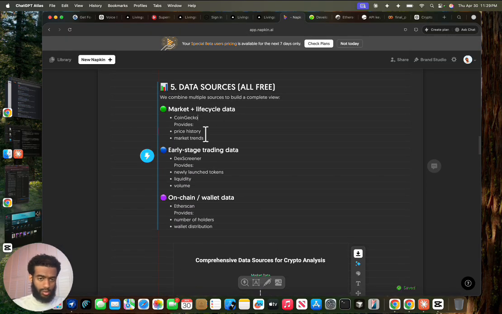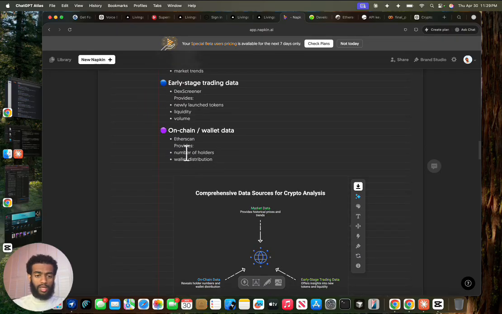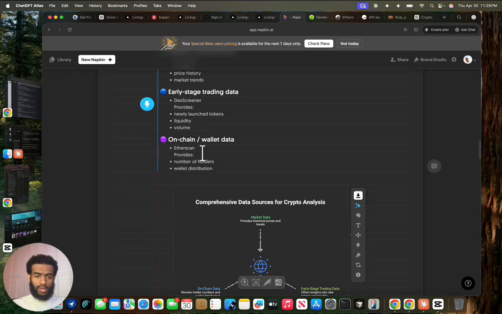Each one of them provides different types of information. For prices, streams, and market trends, I can use CoinGecko. To get liquidity, volume, and other things, I use DexScreener. And for the number of shareholders and everything, I can use Etherscan or Dune.